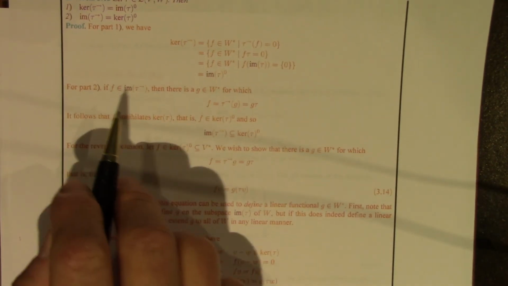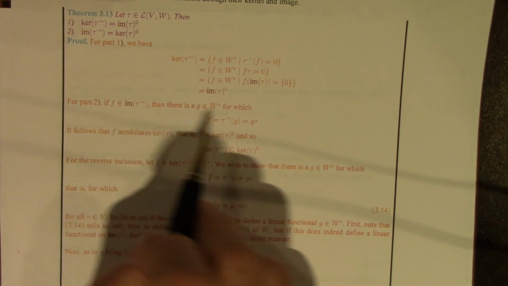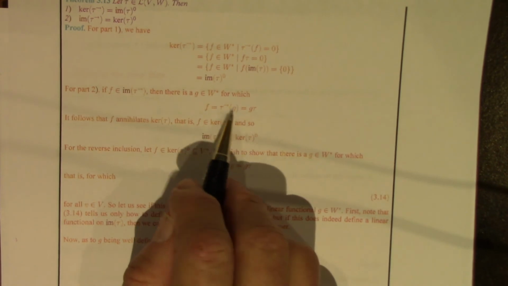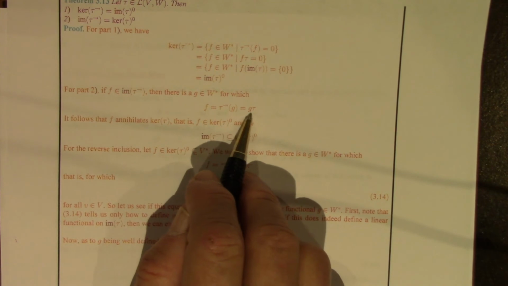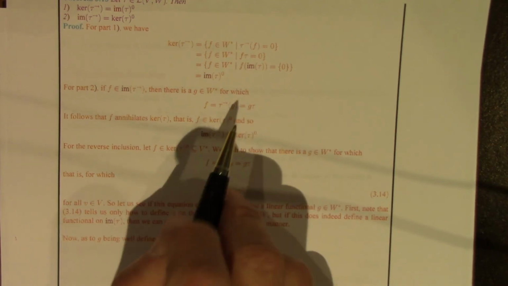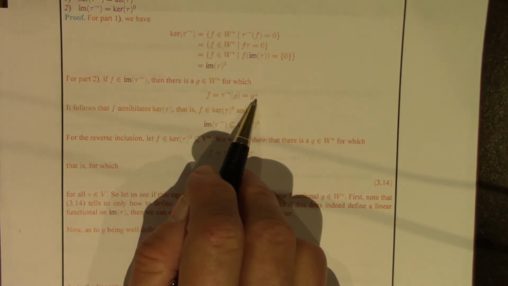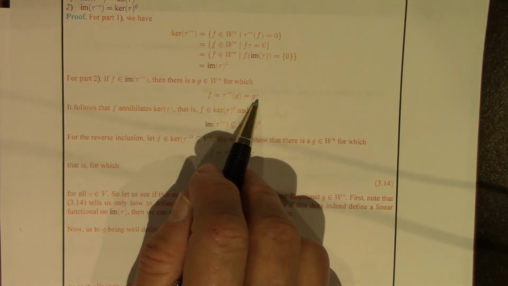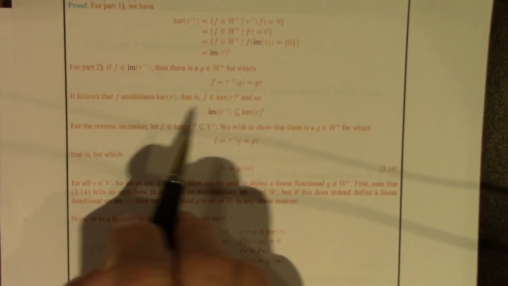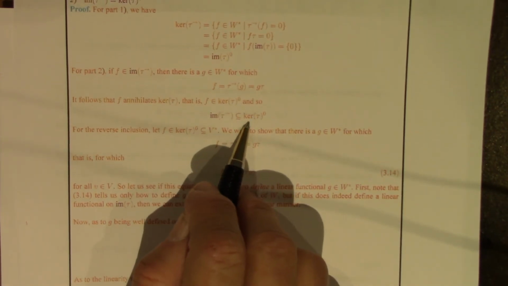For part 2, if F is in the image of the dual map, there's a G in W star for which F is the dual map applied to G, or in other words, G tau. Well, then F annihilates anything that tau annihilates. So you apply tau first, you get 0, F has annihilated it. So the image of tau star is at least contained in the annihilator of the kernel.